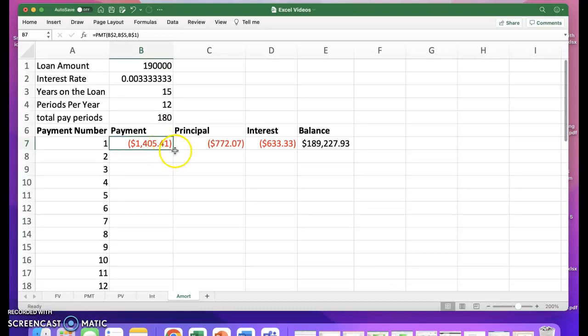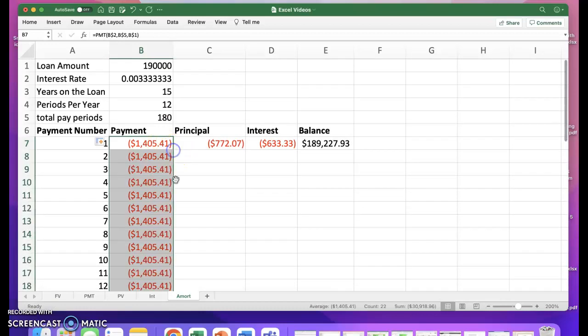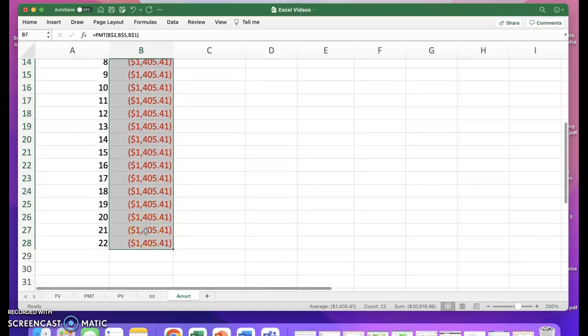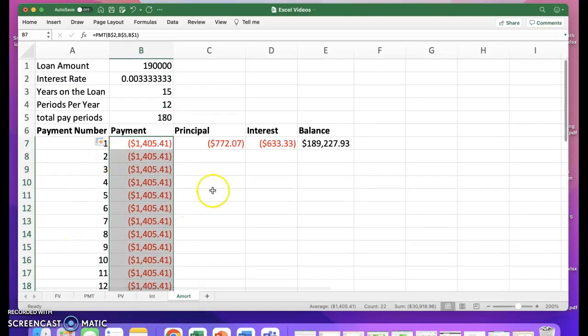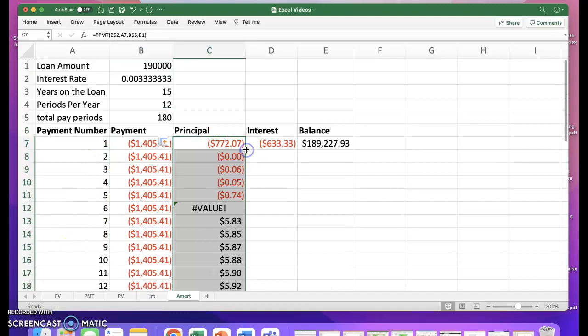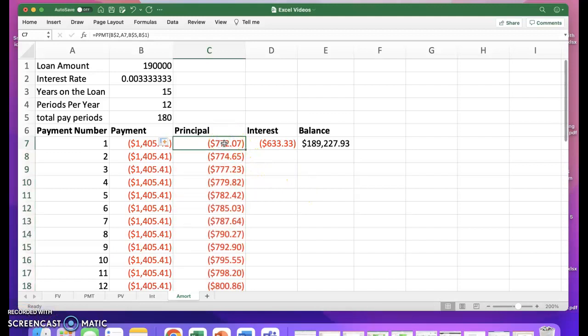Okay, so now I have this only in for 22 payments, but now that I have my formula in there, I can double click. I'm making the same payment every pay period. When I double click the principal, hold on, fixed it. Notice up in the address bar, I needed that $ sign between the B and the 1. I hadn't locked that in.